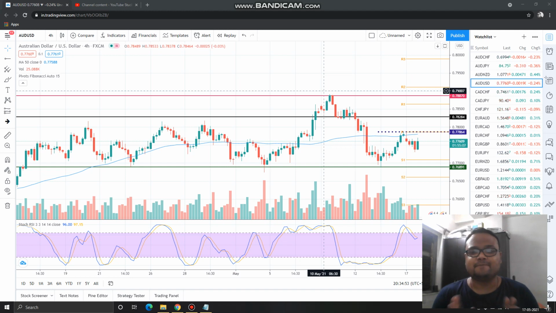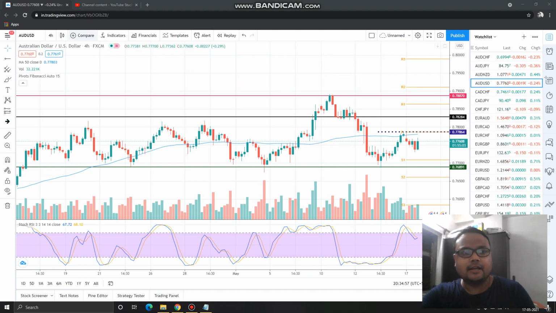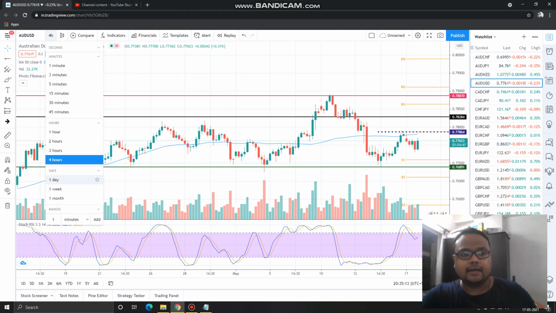So let's get started. As you can see, I am in the AUD USD chart and I am using the 4 hours time frame, my personal favorite and one of the most popular time frames in the Forex world. As you can see, I have many lines here in this chart. Before going ahead, I would like to take you to the weekly time frame.